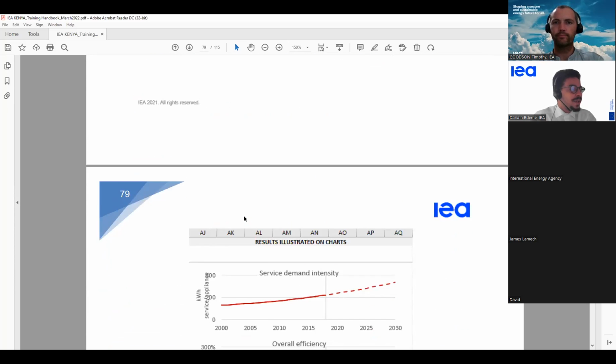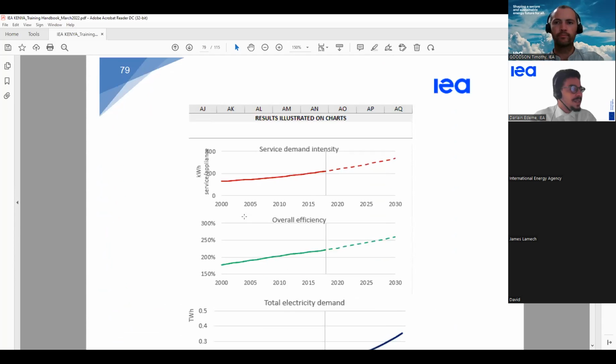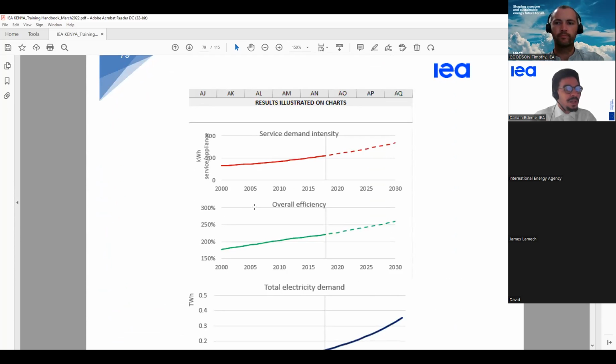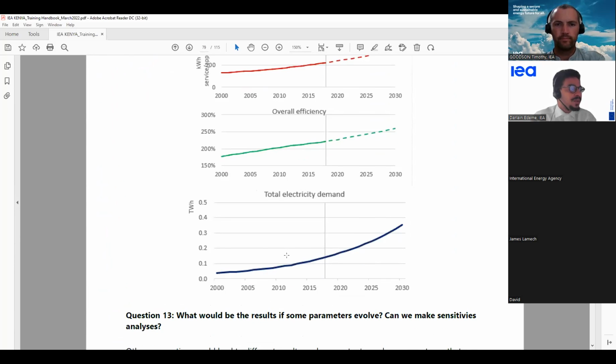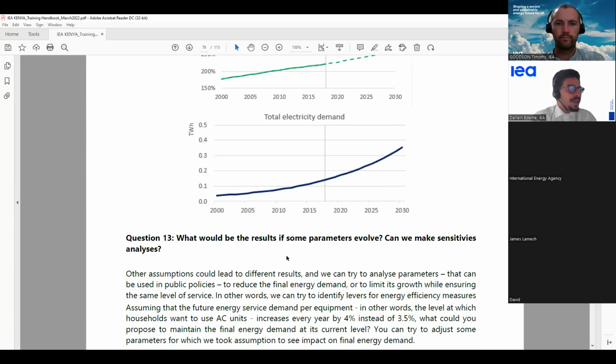And last, you will have the possibility of doing some sensitivity analysis, as I showed you in the previous lecture, to see how service demand intensity, overall efficiency, and total electricity demand change based on the changing of some of the parameters that we have presented to you.